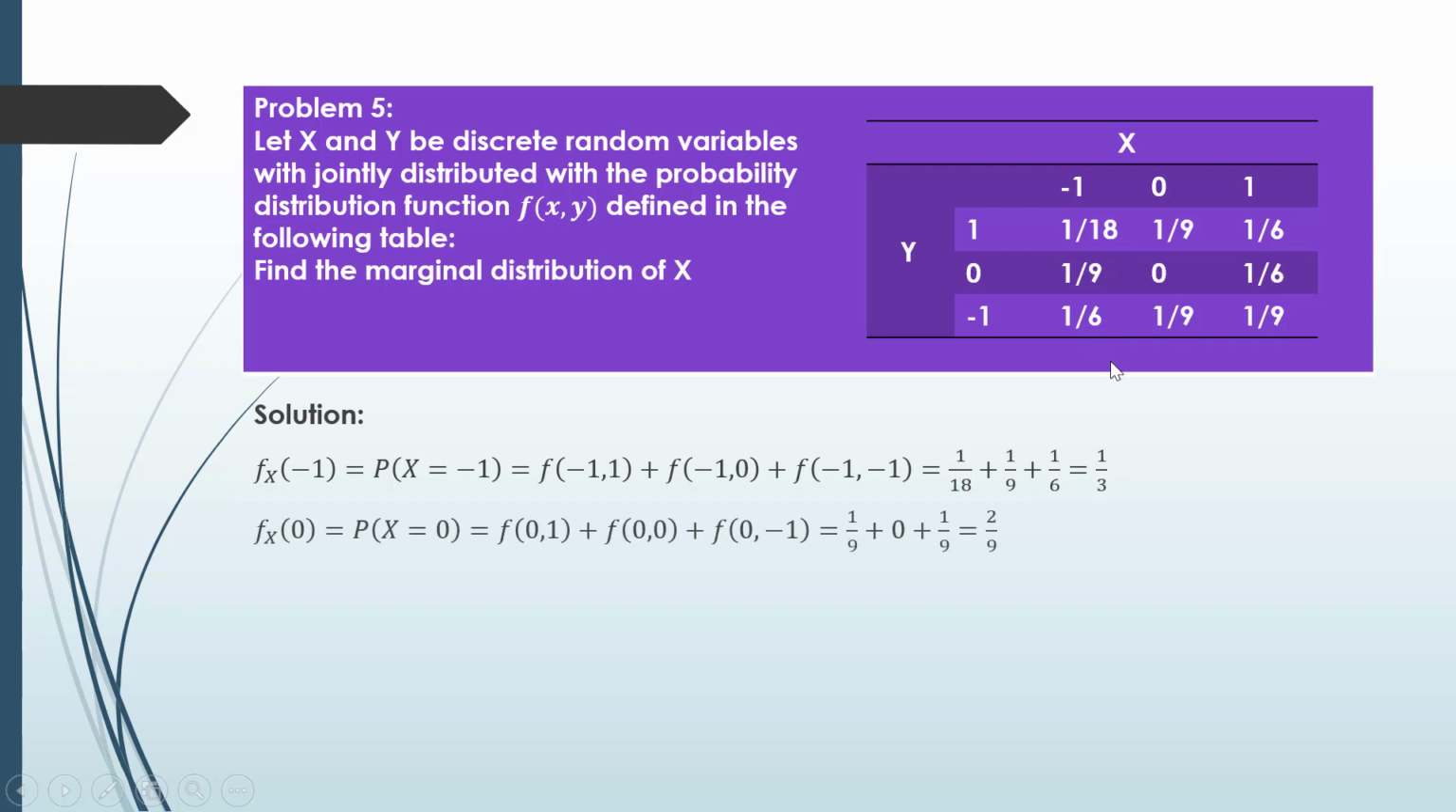The marginal distribution of x at the point 0, we add the second column. And the marginal distribution of x at the point 1, we add the last column. So 1/3 is the answer for the marginal distribution of x at the point -1. 2/9 is the marginal distribution of x at the point 0, and 4/9 is the marginal distribution of x at the point 1.